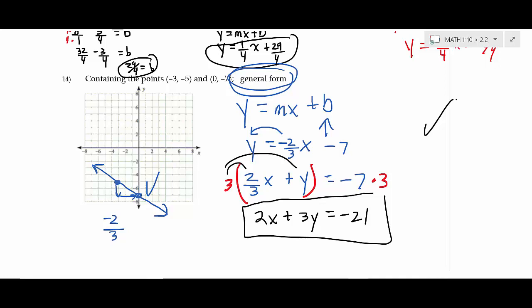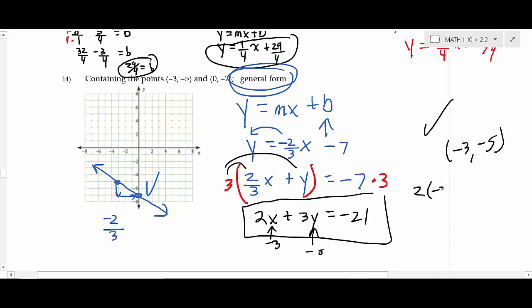Quick question. How do you know you're right? Plug a point in. Okay? Let's plug one in. We have a point negative 3, negative 5. So if you put negative 3 there and negative 5 there, let's see if it works. That would be 2 times negative 3 plus 3 times negative 5 equals negative 21. That appears to be negative 6 plus negative 15. Look at that, it's right. That took like 10 seconds.